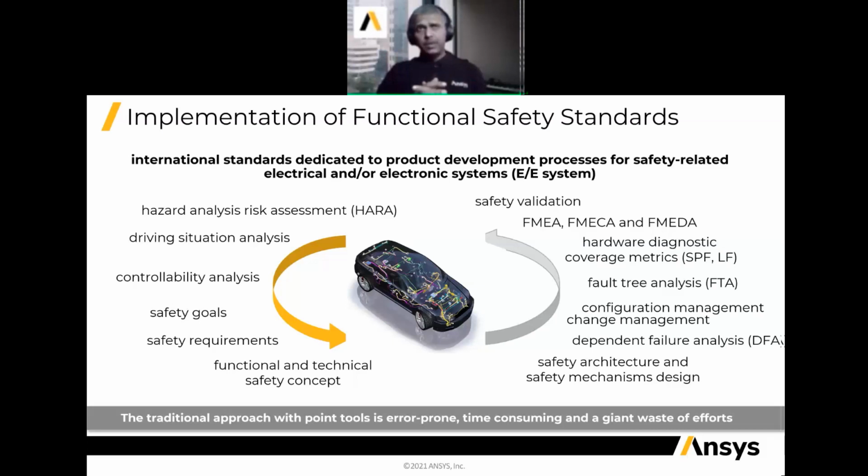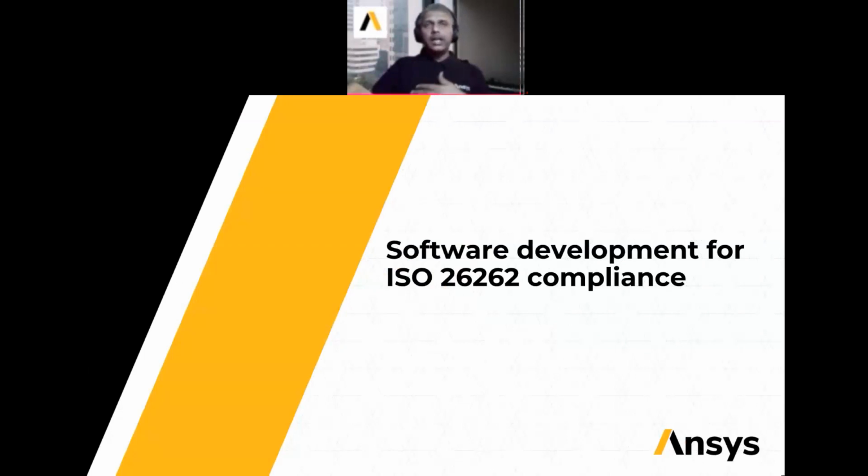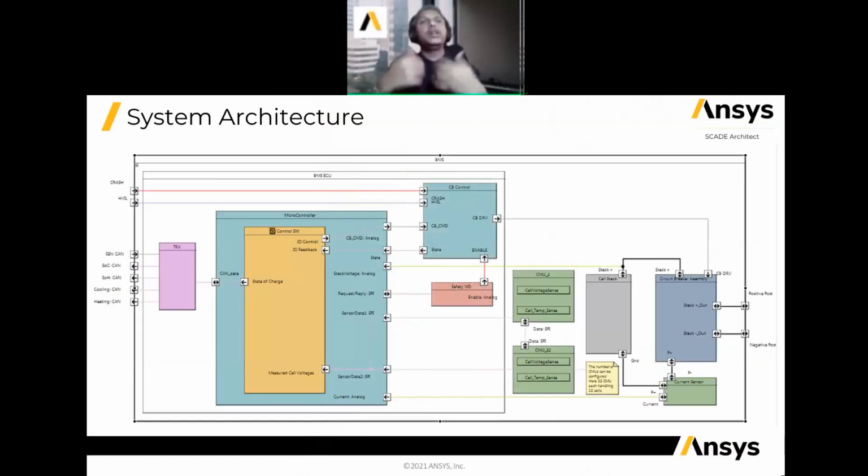Now, as we discussed before, there are two parts. One part looks into the development aspects of the software, and there is another part that deals with the hardware side. So let's get started with the software side. Let's quickly look into the software architecture that we could put together with Ansys capabilities. Here is just an example of a battery management system, a quick architectural representation of a battery management system that typically goes into an electric vehicle.